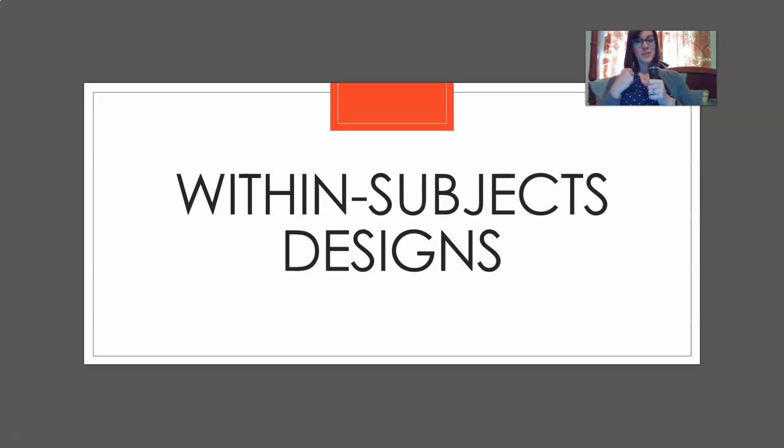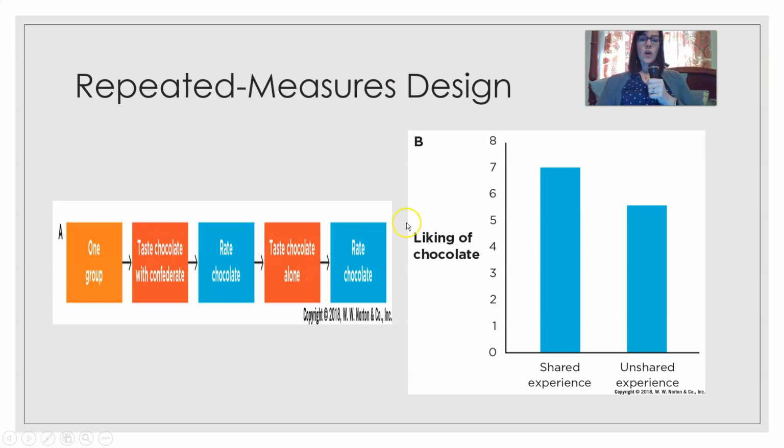So now let's talk about Dr. Gilchrist's favorite types of designs: within subjects designs. One of the first things that we can do is what is called a repeated measures design. In this particular case, you are being exposed to multiple conditions at the same time. So here, there's just one group.